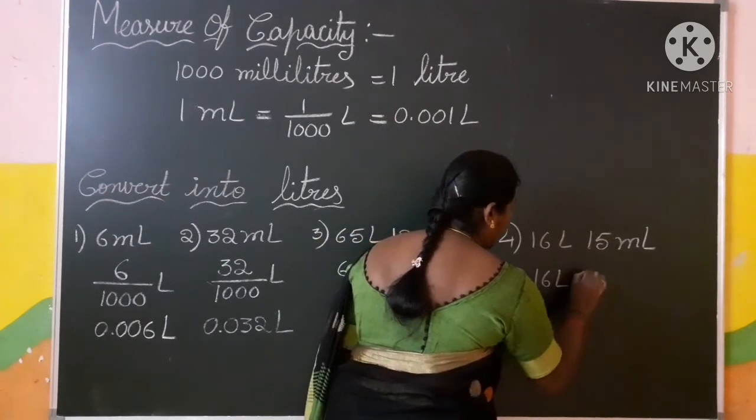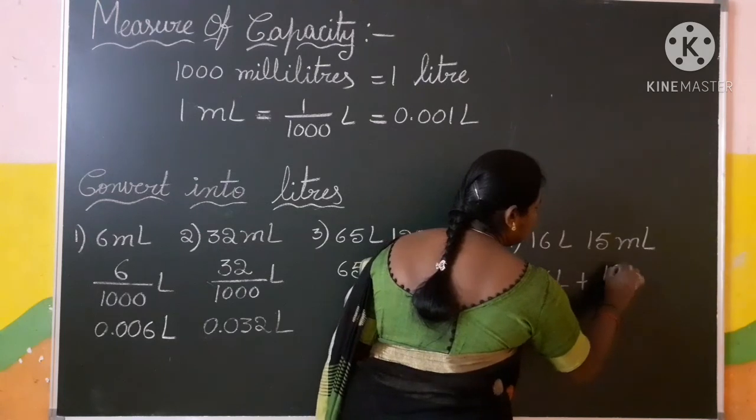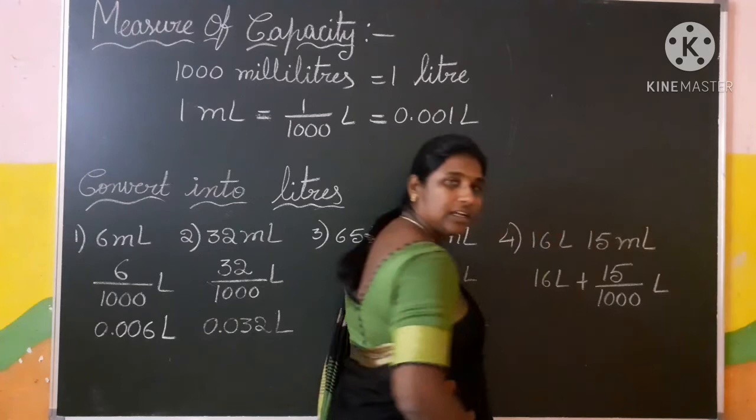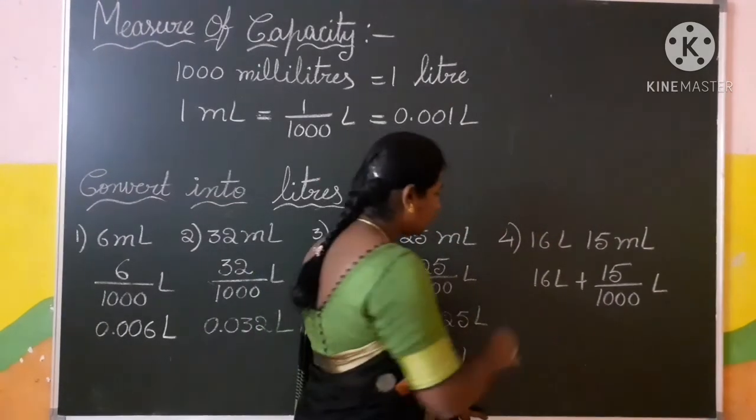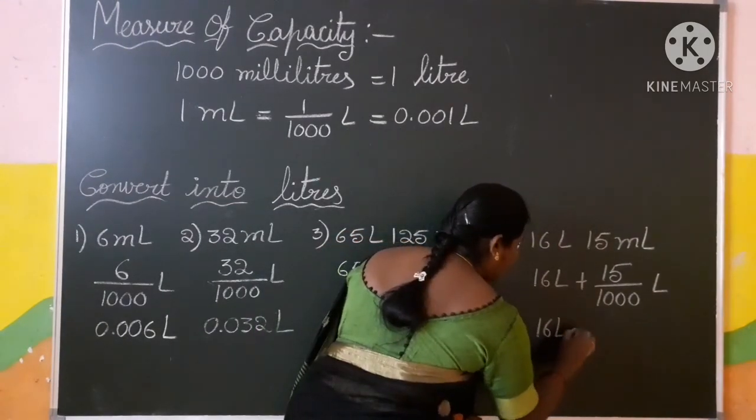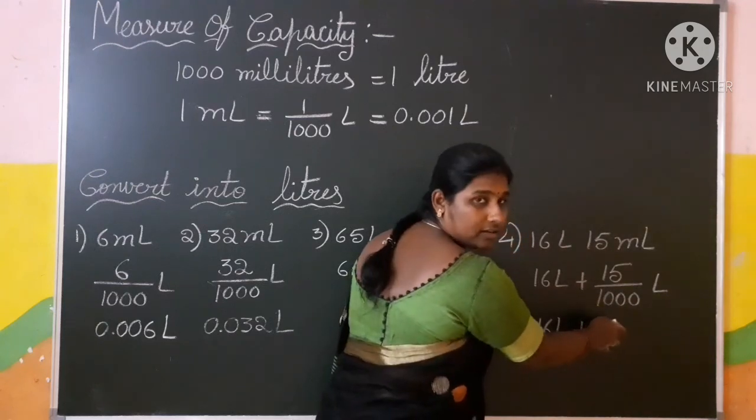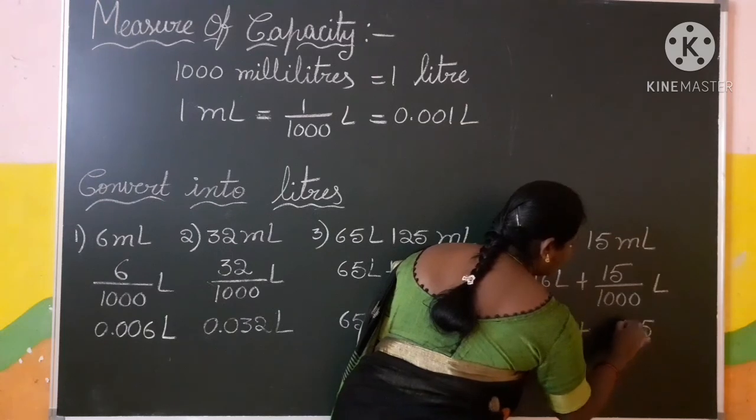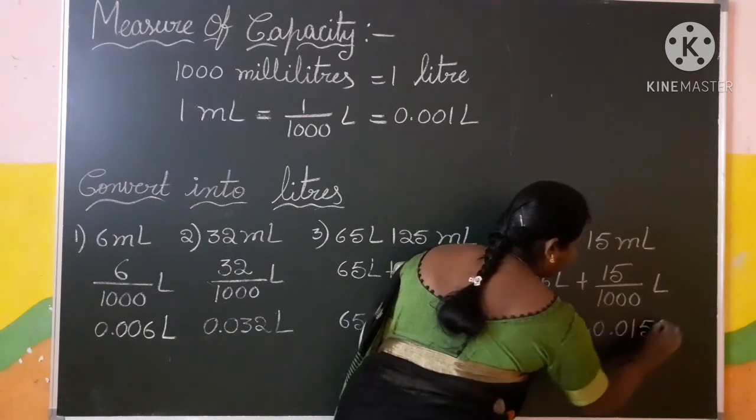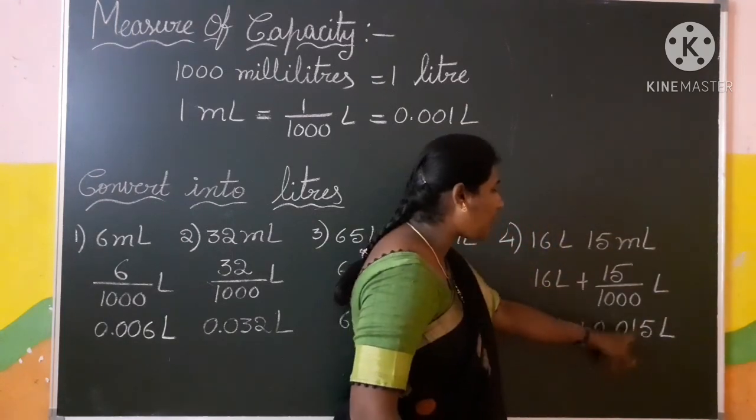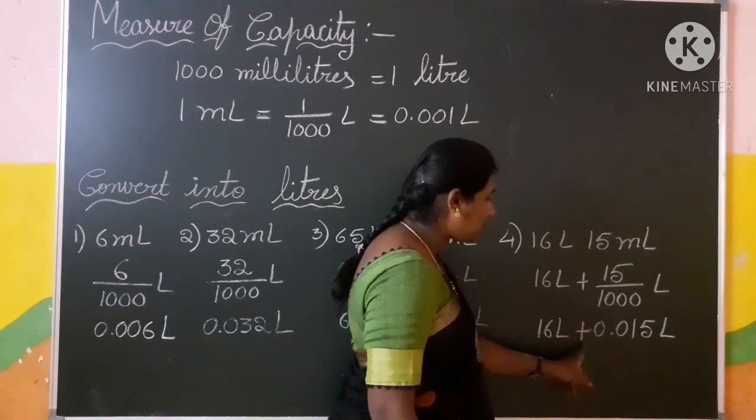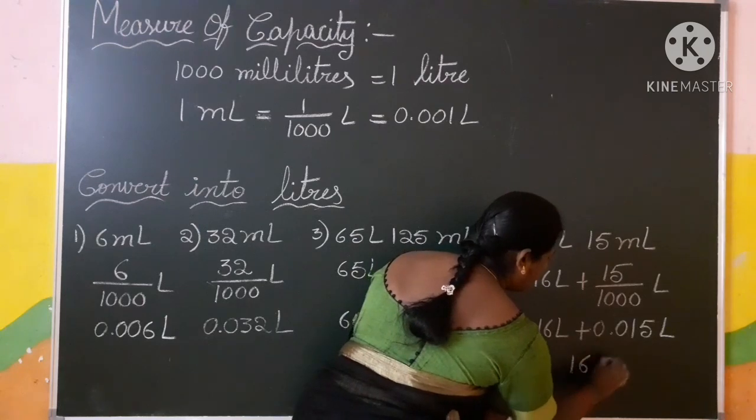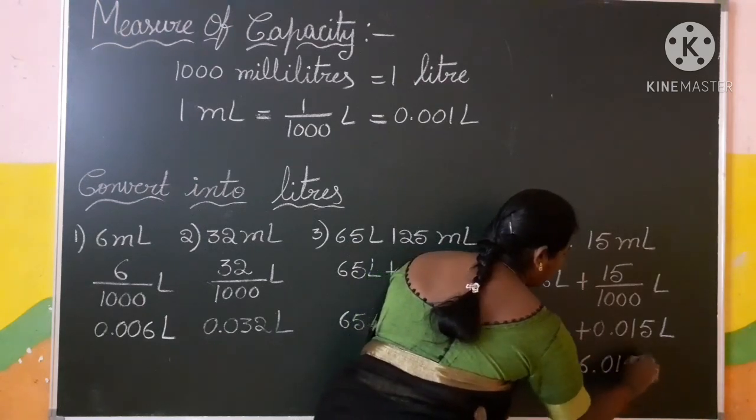Next 16 liter, 15 milliliter. 16 liter plus 15 milliliters, 15 by 1000 liters. So 16 liters plus 15 by 1000. So 3 zeros, 3 numbers before the point. 5, 1, 0.0. So 0.015 liters. So 16 plus 0.015 is 16.015 liter.